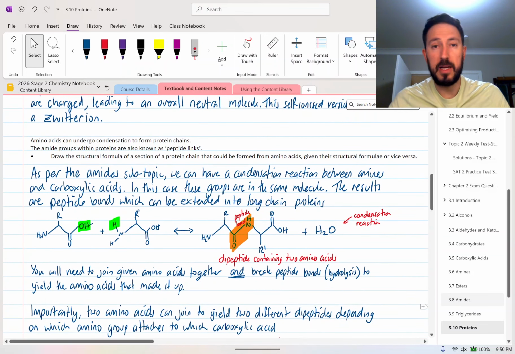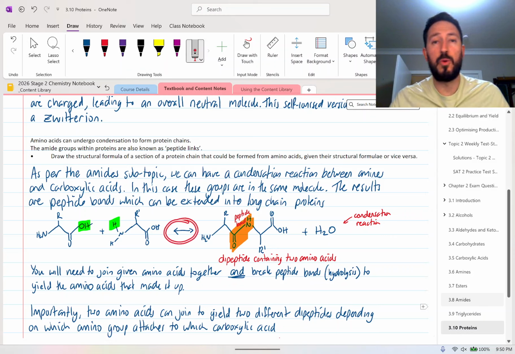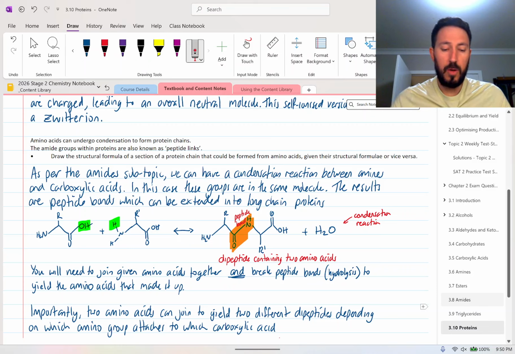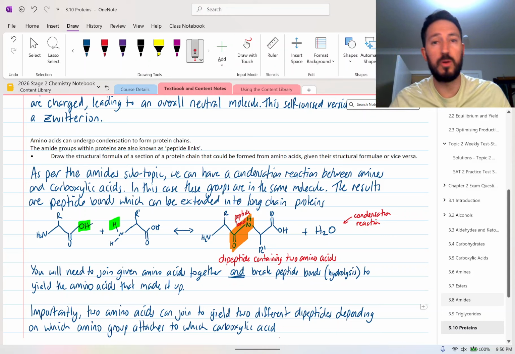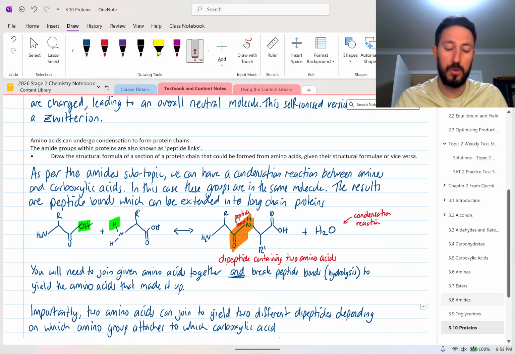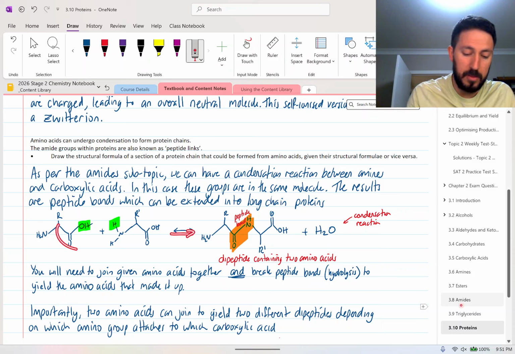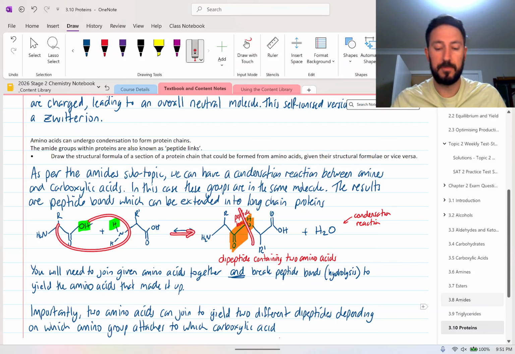I have another point that I'm going to make in a moment, but before I do that, I've got arrows going back and forth here, and that is because you are going to be required at some point to be able to join amino acids together, yielding water. You're also going to need to hydrolyze, which means add water to a dipeptide or a tripeptide, break those bonds and draw the amino acids that did make up this di or tripeptide. So you're going to have to do this in both directions. You're going to have to combine them together as well as break them apart.